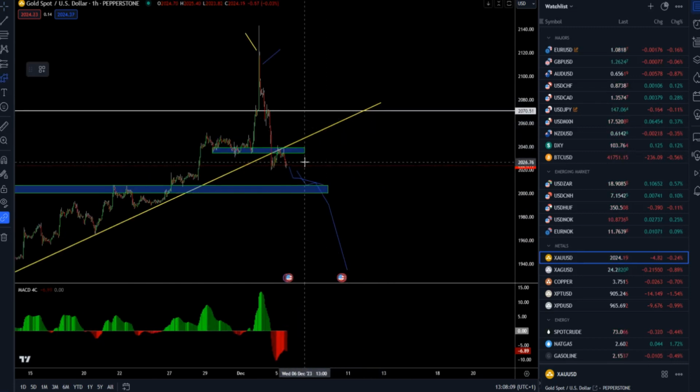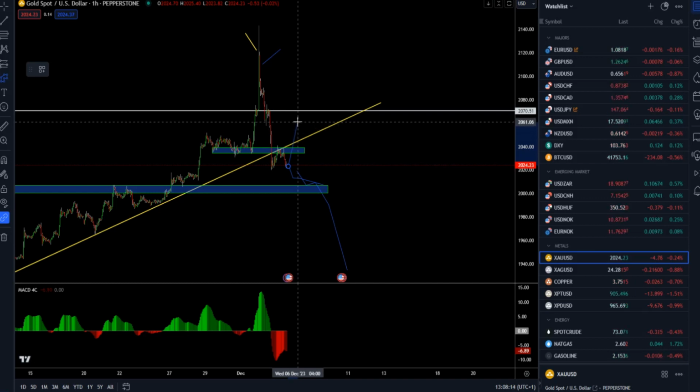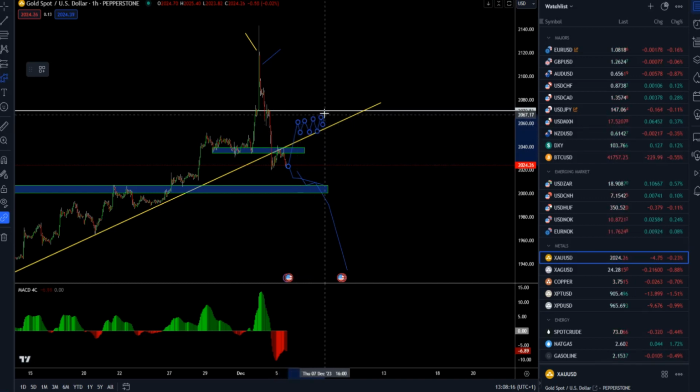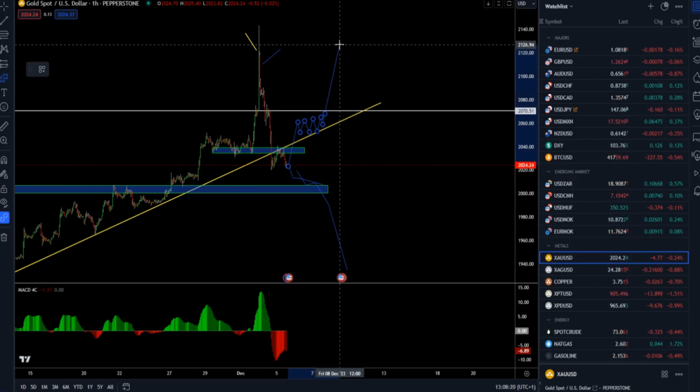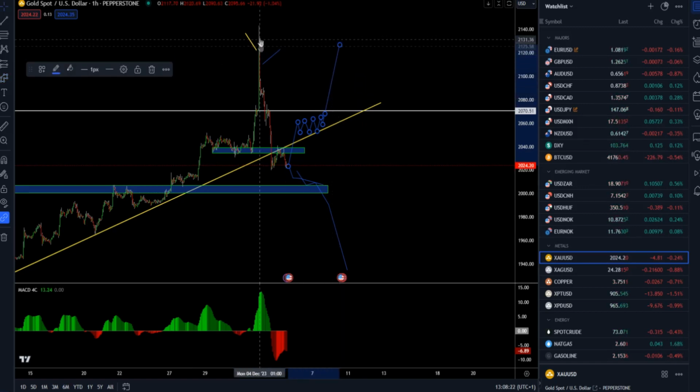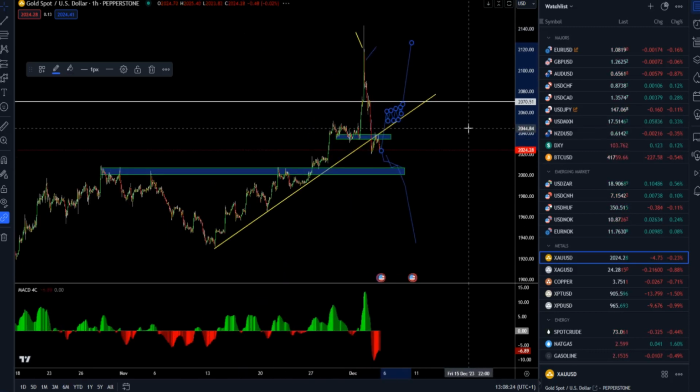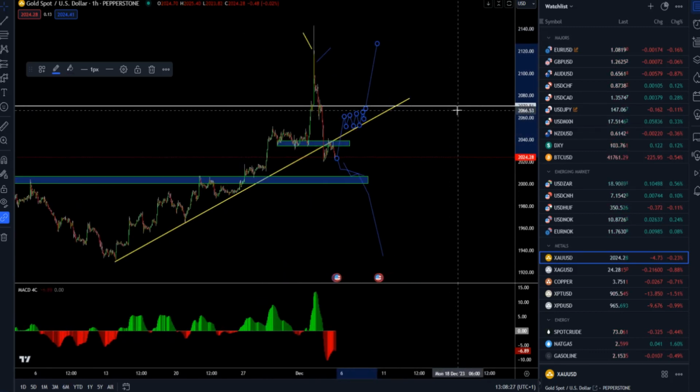For the upside scenario, I would like to see the market regain this rising trend line and then hold above this area, and potentially, if we can see the breakout of this, potentially retest 2120 or 2140 mark. But so far, the downside scenario is most likely.